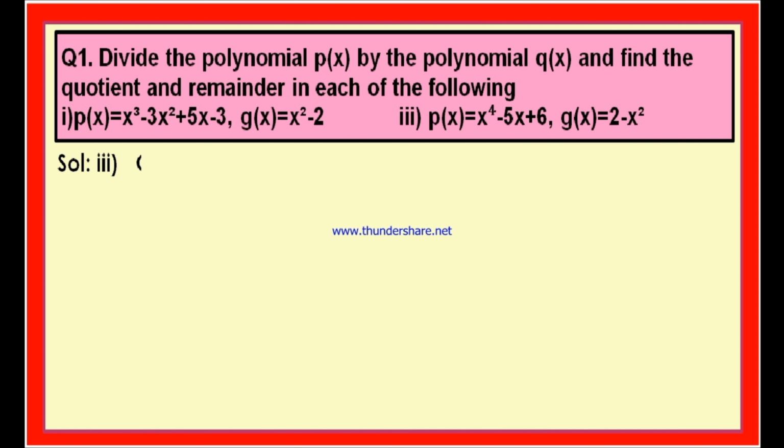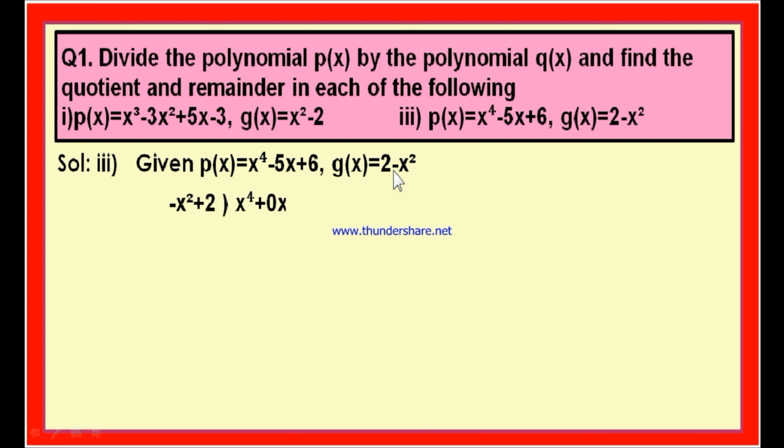Here is the solution for the third bit. If you look at p of x, it is x power 4 minus 5x plus 6. Here there is no x cube term and there is no x square term, isn't it? But if you look at g of x, g of x is equal to 2 minus x square. Generally, in writing any polynomial, you should write the x square term first and the constant term later. But he gave it in reverse order. Therefore, while doing the problem, let us write minus x square term first and plus 2 later.